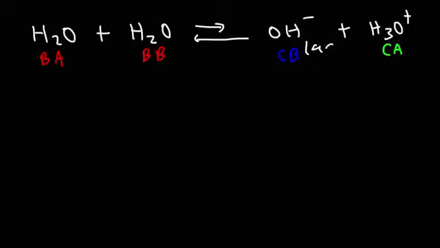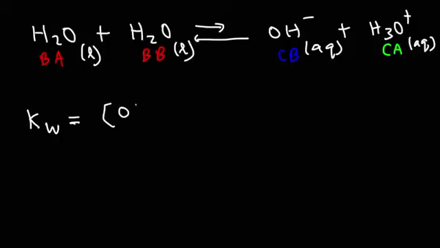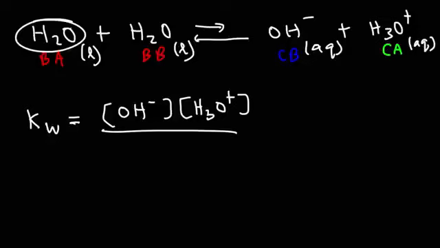Now, hydroxide and H3O+, they're dissolved in water, so they're aqueous, but water is a liquid. Thus, the equilibrium expression for this reaction is not Ka or Kb, but it's Kw. It is the auto-ionization constant for water. It's equal to the concentration of the products divided by the concentration of the reactants. But because both reactants are in a liquid state, we just divide it by 1. So we could simply write it like this.